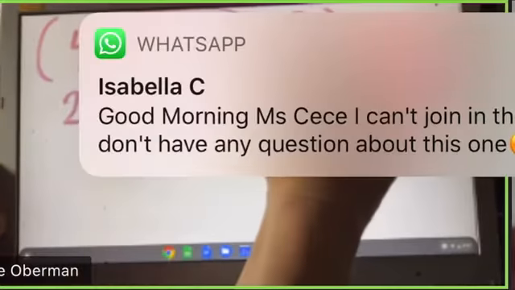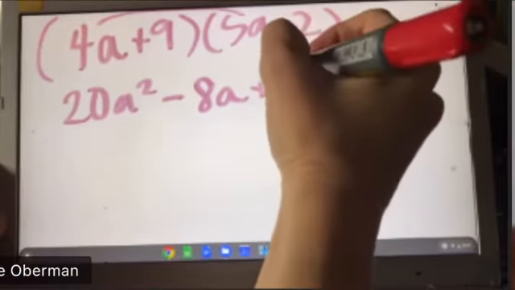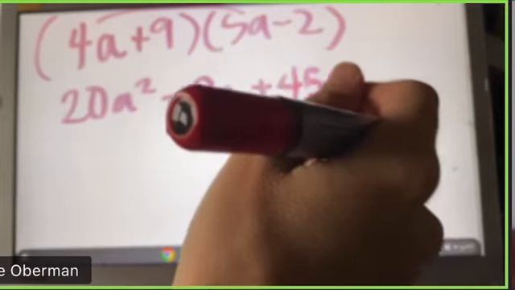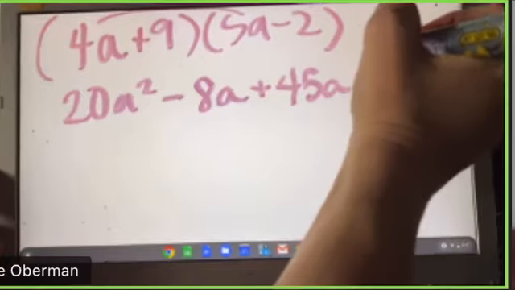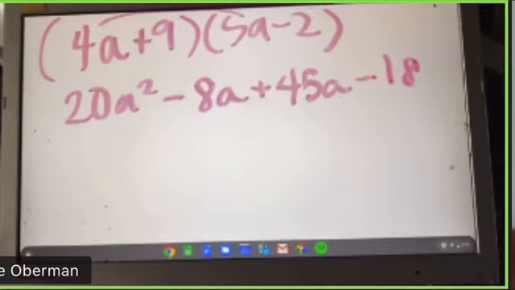Plus 9 times 5a. What is 9 times 5? 45a, right? Okay. And minus negative 18. We do 9 times 2, okay? Did everyone stay with me there?